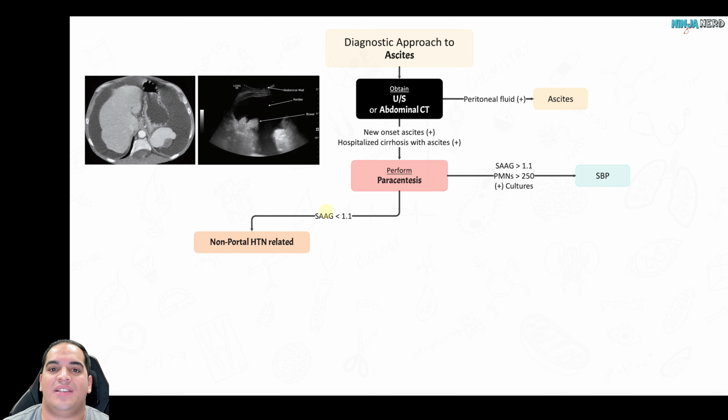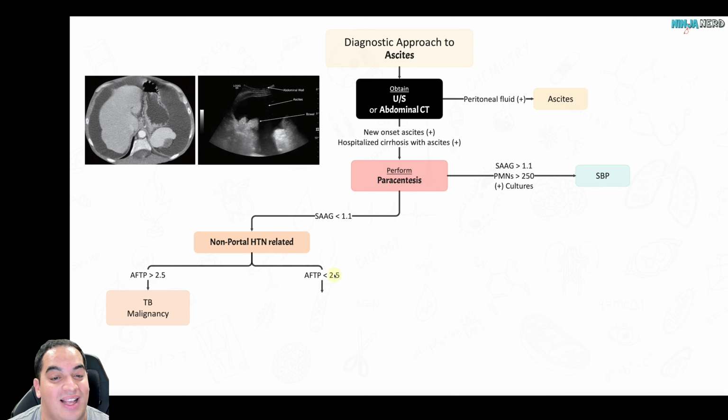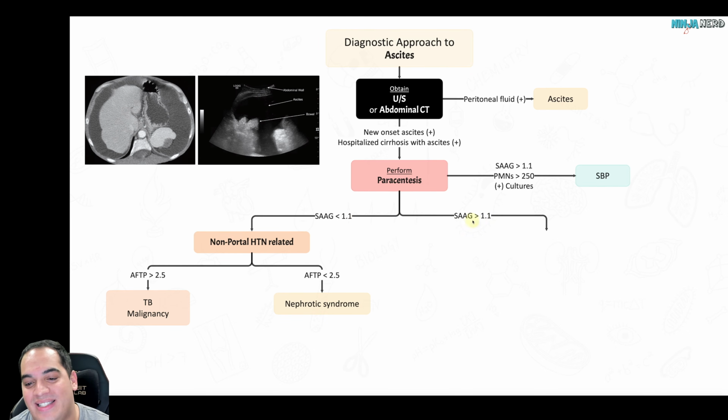I have to say, is this a really significant capillary leakage problem, or is it a hypoalbuminemia problem? How do I figure that out? I look at the ascitic fluid total protein, and if it's greater than 2.5, that tells me it's likely more of a capillary leakage problem like TB, or like malignancy, or even pancreatitis. If the ascitic fluid total protein is less than 2.5, it tells me it's not a capillary leakage problem. It's probably more hypoalbuminemia like nephrotic syndrome. That's pretty cool, right?